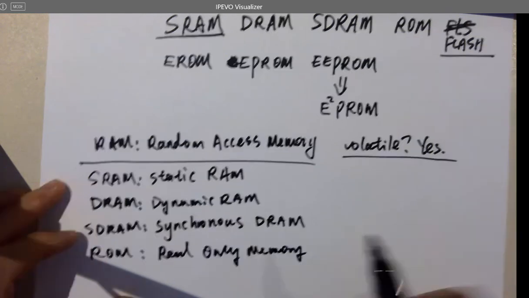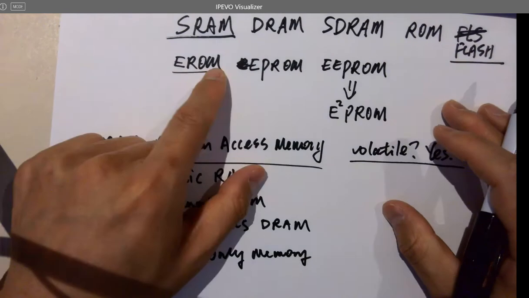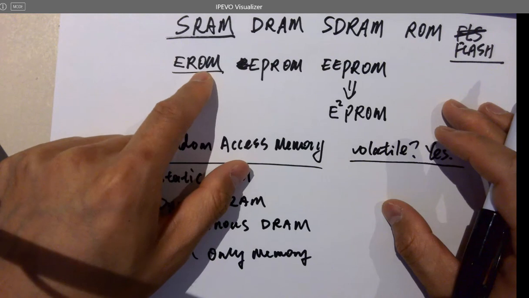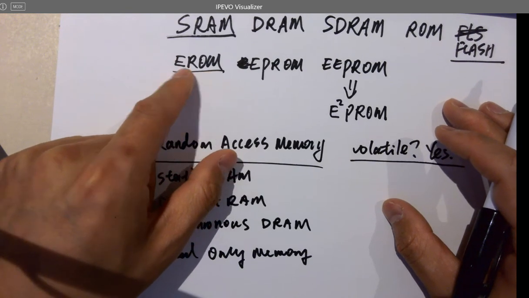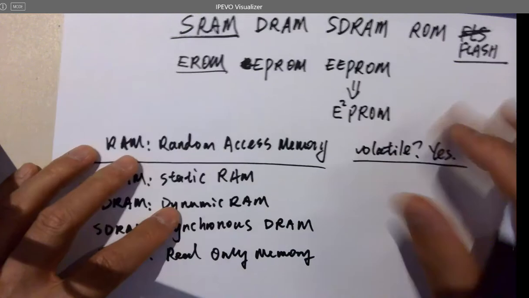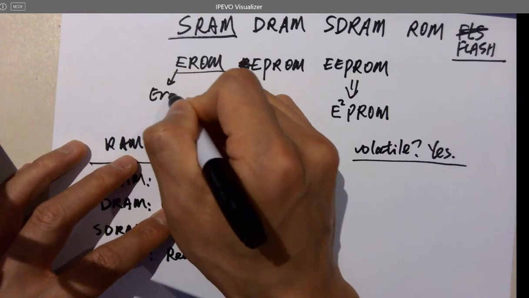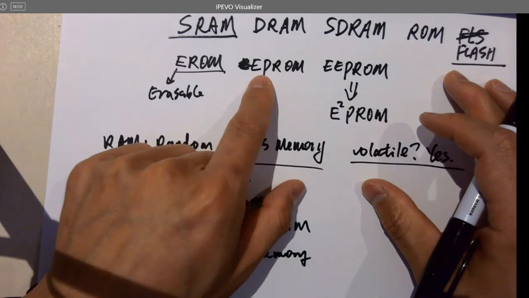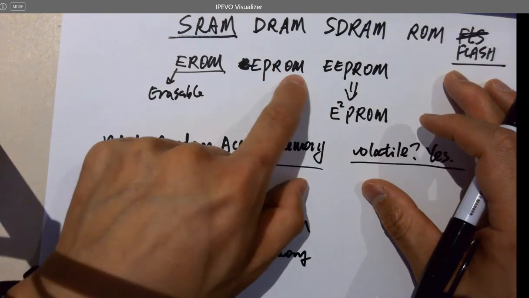And EROM, erasable ROM, so you can erase the data in ROM and then reprogram it. It's just EROM, erasable. I mean, it didn't say P. If you have a P here, it's an erasable and programmable ROM, right?